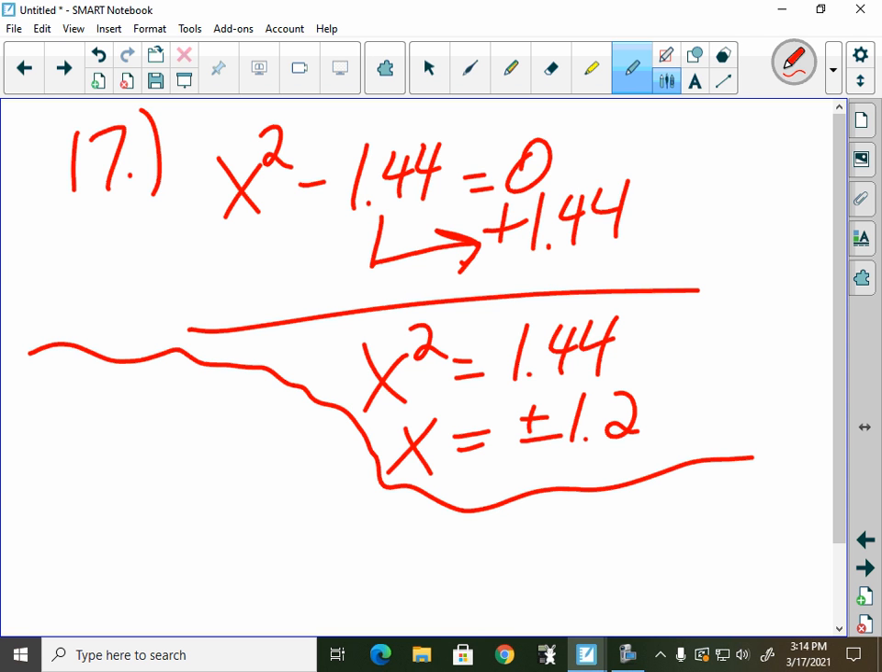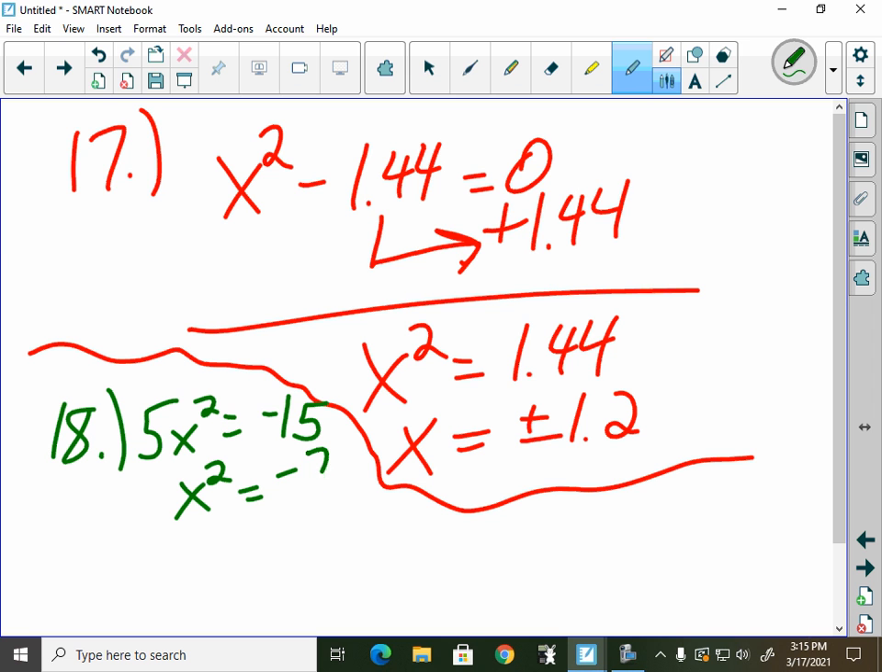Number 18. I'll do it right here. 5x squared equals negative 15. I already know the answer because you can't do that. No solution. Undefined. Empty set. Whatever you want to put. Okay? You can't do the square root of a negative number. Not yet, anyway. My pre-calc kids can, but not you. Silly goose.